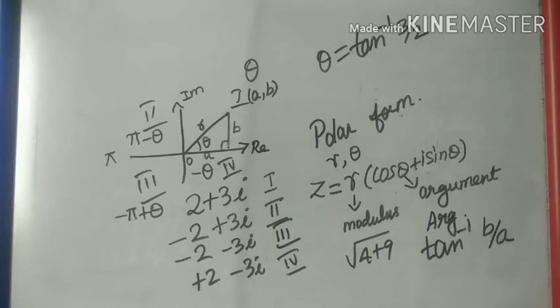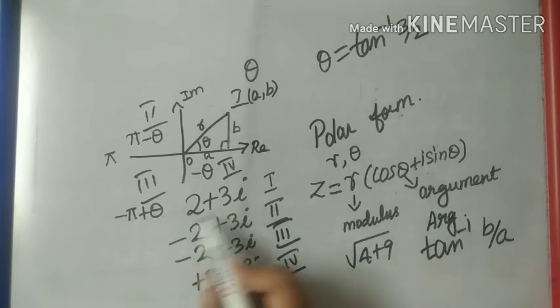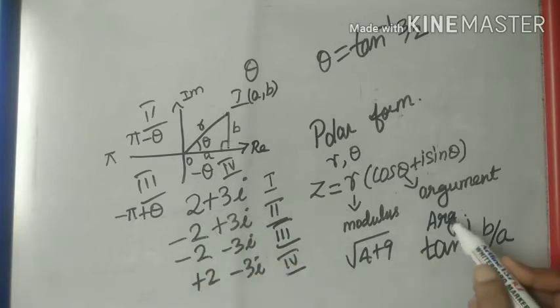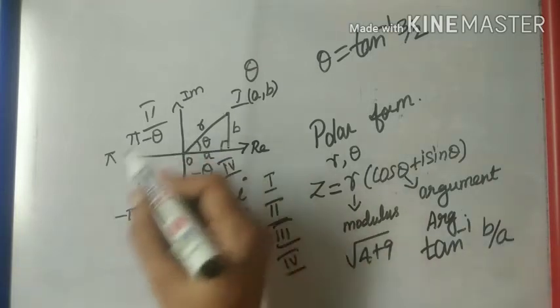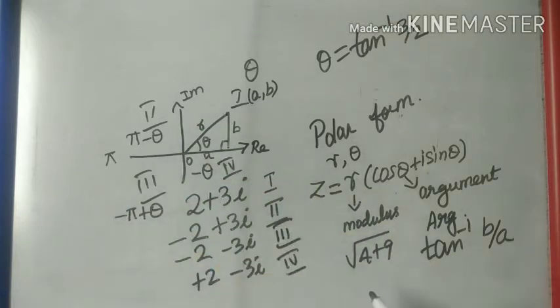So in polar form, we need to know two things very well: modulus and argument. Modulus is the root of the squares of the two parts. Argument is tan inverse of the imaginary part by the real part. And depending on the quadrant, put the symbols or find the angle perfectly. Now let us do the exercise problems.